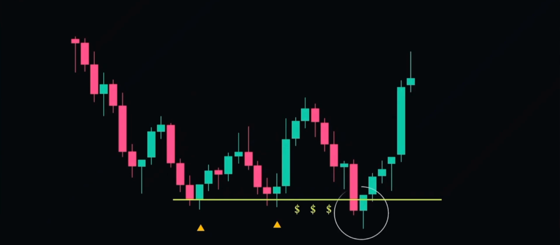Number 3. Plan trades with higher probability. Once you know where liquidity sits, you can plan entries, exits, and stop losses more strategically. For example, you might wait for the price to sweep liquidity and then enter in the direction of the next move. This gives you a higher chance of success than randomly jumping into the market without context.